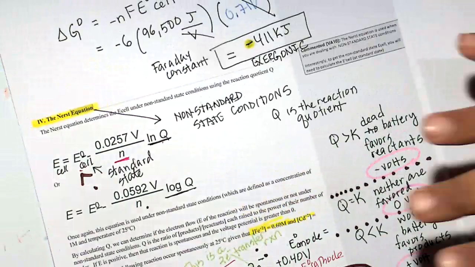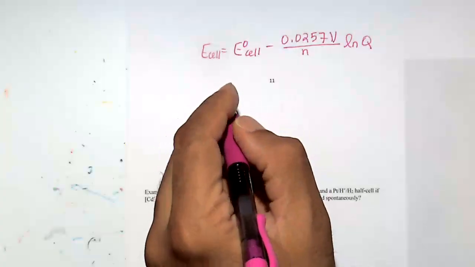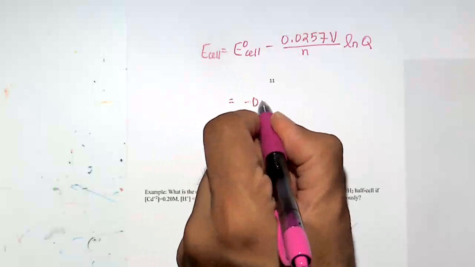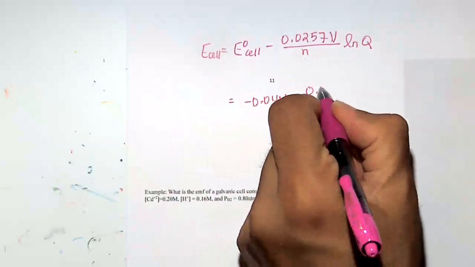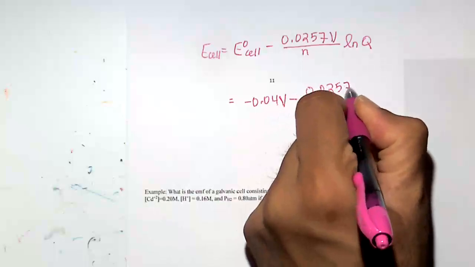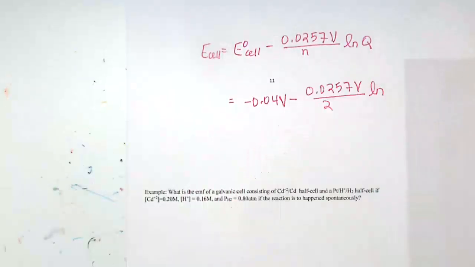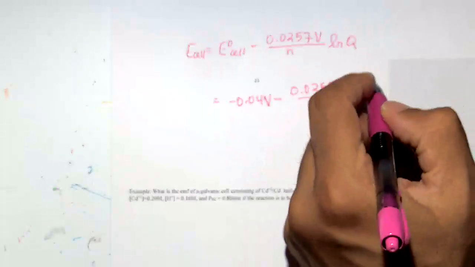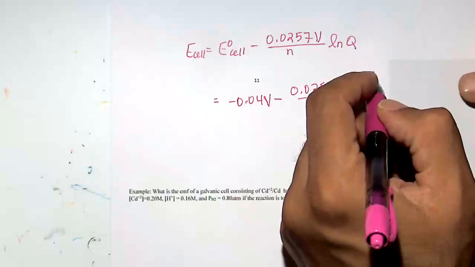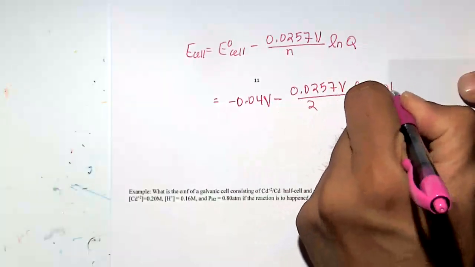So let's go ahead and complete this problem now. Remember E cell, we calculated it already, and we got negative 0.040 volts, minus 0.0257 volts divided by 2, natural log of Q, which is products over reactants, concentration of Cd 2+ over Fe 2+. This is 0.0167.